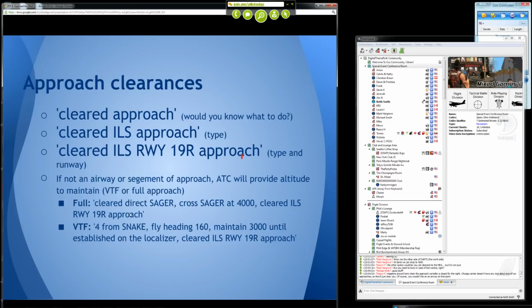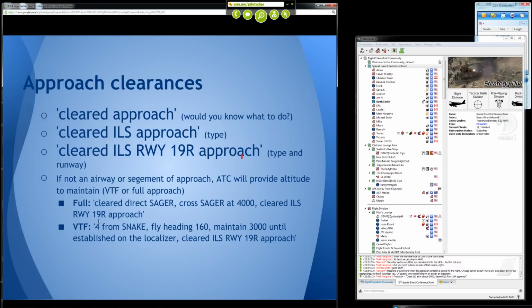So knowing when ATC has to issue certain parts of the clearance will make you less surprised when you receive all these different variants of an approach clearance. That's my goal here, is to go through all the different types that you might hear and when they apply so that you're not surprised when you hear any of them. So cleared approach, cleared ILS approach, cleared ILS runway 19 right approach, cleared direct Sega, cross Sega at 4000, cleared ILS runway 19 right approach. These are all different ways of getting this ILS approach that all involve, by the way, flying the full approach. The vectors to final case has one additional requirement, which is they must give you your position.